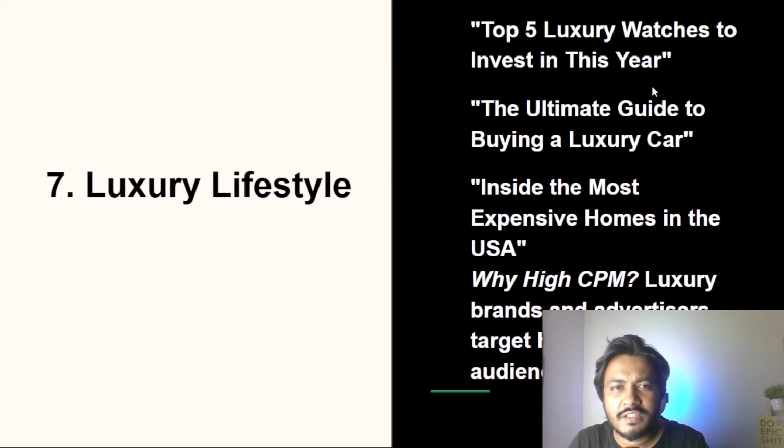Okay guys, before starting, let's have a look at the last video. Luxury lifestyle, that means our niche is luxury lifestyle. We want to create a YouTube channel all about luxury lifestyle. It could be USA lifestyle or UK, whatever it is. And why are we selecting this? Because it's a high CPM. Luxury brands and advertisers always target high net worth audiences, and they spend a lot of money on advertising. That's why we are selecting luxury lifestyle.